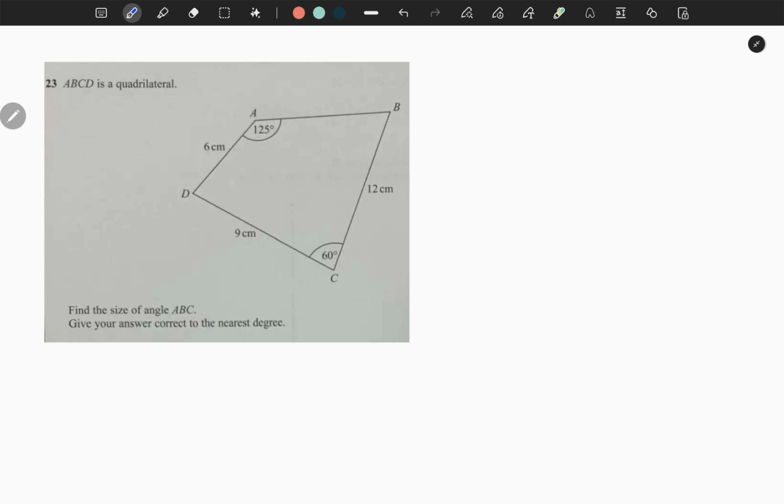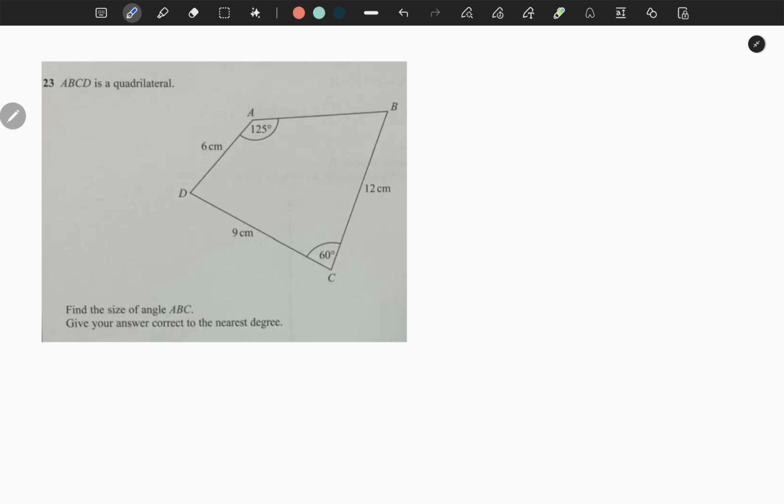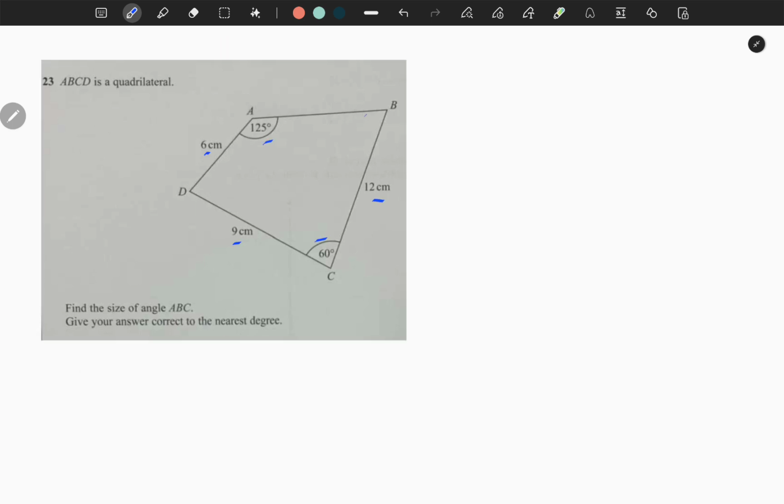Okay, you've got a quadrilateral. It's labeled, you can all read it. There are three sides given and two angles opposite each other, as you can see, and the sides 6, 9, and 12. The problem is they're asking us to find the angle ABC. And there is no easy way. You can't slice it up into triangles or anything like that immediately. So we're after angle ABC to the nearest degree.